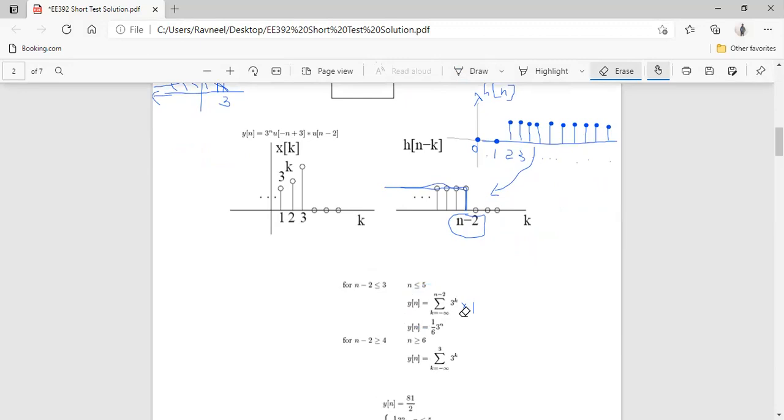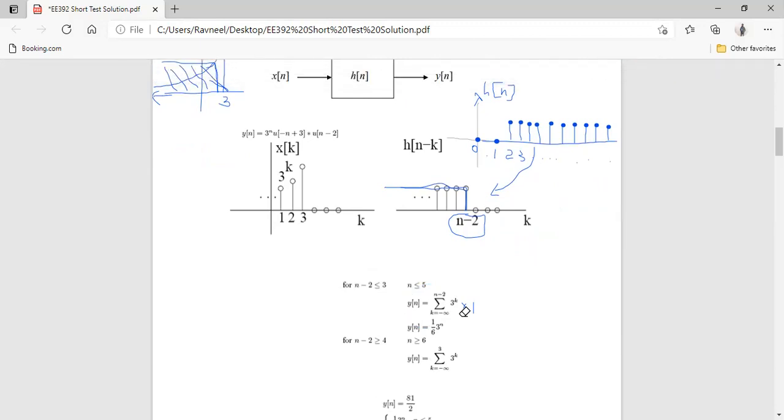So we can use our properties for summation in this particular case, and we'll end up with 1/6 multiplied by 3 to the power n. Is that fine? So n minus 2 is less than or equal to 3. That can be translated as n smaller than or equal to 5 as well. You can leave the condition as n minus 2 less than or equal to 3, or you can simplify it by taking the negative 2 to the other side. That will give us n less than or equal to 5. This is just a condition. It's not reflected in the formula for convolution. That is one situation.